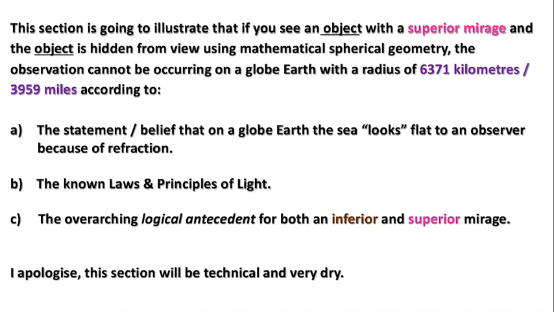This section is going to illustrate that if you see an object with the superior mirage and the object is hidden from view using the mathematical spherical geometry, the observation cannot be occurring on a globe Earth with the radius of 6,371 kilometers or 3,959 miles, according to A. The statement or belief that on a globe Earth the sea looks flat to an observer because of refraction. B. The known laws and principles of light. C. The overarching logical antecedent for both an inferior and superior mirage. I apologize, this section will be technical and very dry.